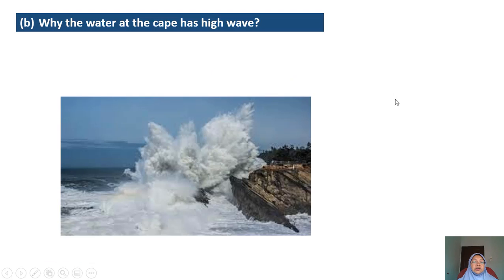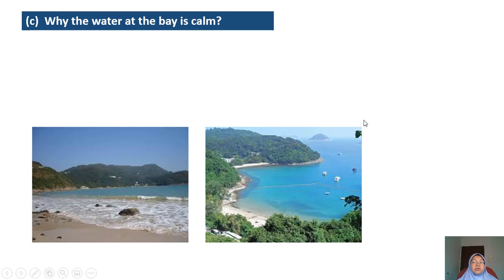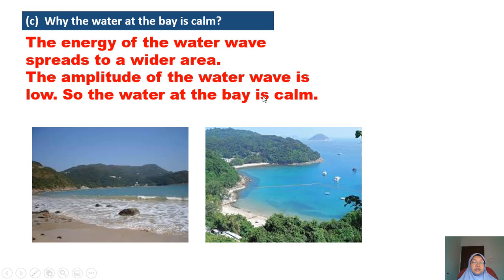Now, why does the water at the Cape have high waves? This is the Cape. More energy is converged at the Cape area, so the water at the Cape has high amplitude, so high energy. Why is the water at the bay calm? Normally the bay is calm because the energy of the water wave spreads to a wider area. The wave comes here and spreads to a wider area. Therefore, the amplitude of the water wave is low, so the water at the bay is calm.